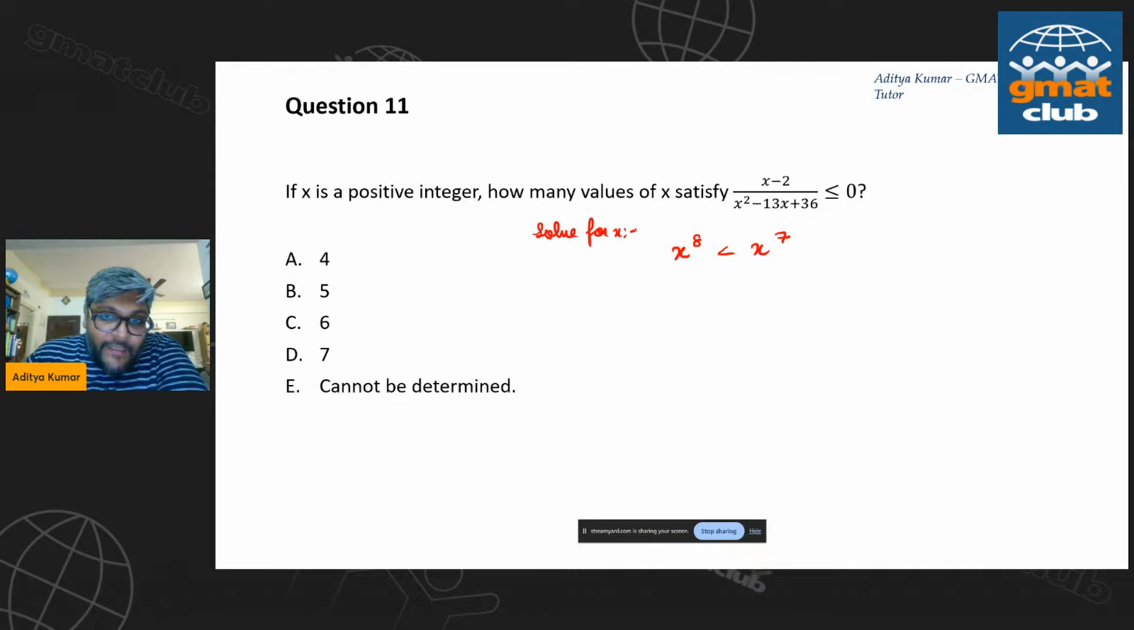Like I mentioned at the start of the session, the 3 golden rules. If I was working with x to the power of 8 minus x to the power of 7 is less than 0, I would not pull out x to the power of 7 common. I would pull out x to the power of 6 common and write this as x square minus x is less than 0. And I would ignore this x to the power of 6 term because it's always going to be positive by default. My focus would be on x square minus x being less than 0.